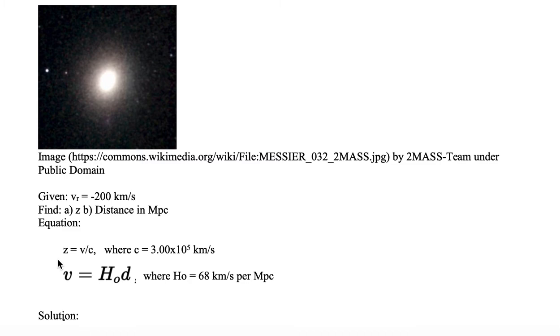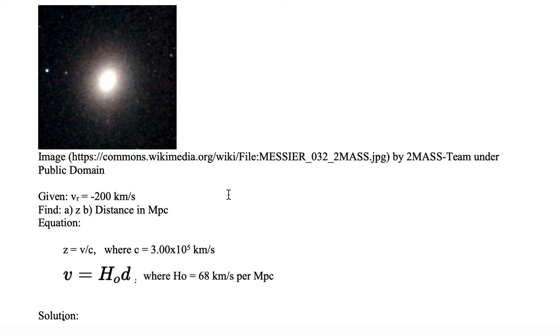Z is the redshift parameter, and that is equal to the radial velocity divided by the speed of light. And in this case, the speed of light is 3.00 times 10 to the 5th kilometers per second. When we take a look at the radial velocity in terms of the Hubble-Lemaître law, the radial velocity is equal to the Hubble constant times the distance to the galaxy, where the Hubble constant is 68 kilometers per second per megaparsec in this example. So let's go ahead and solve.